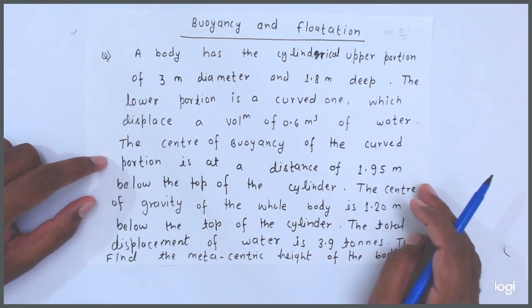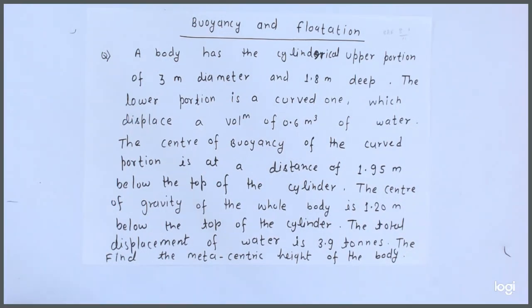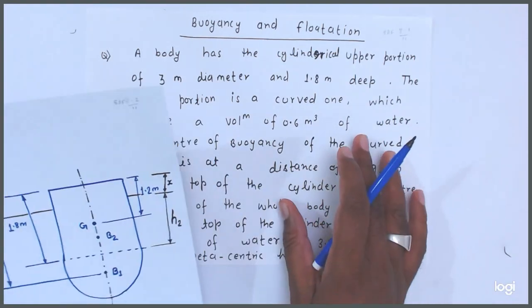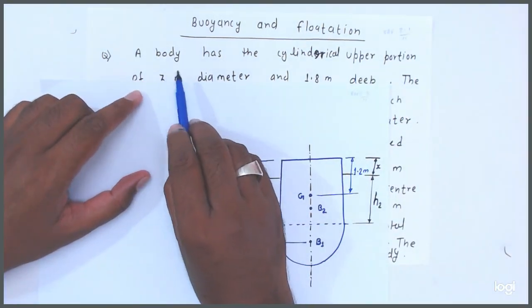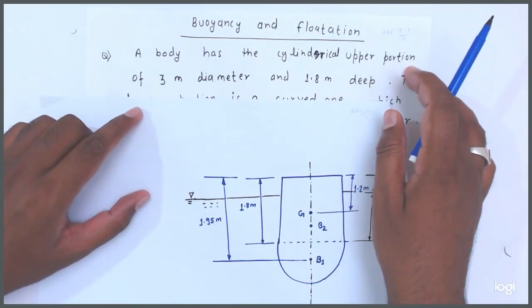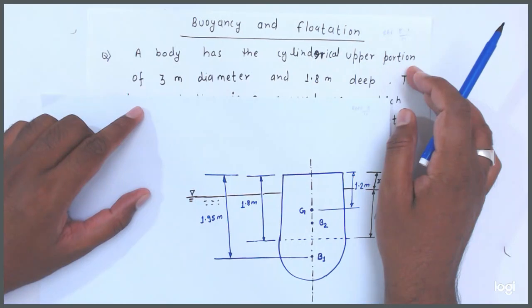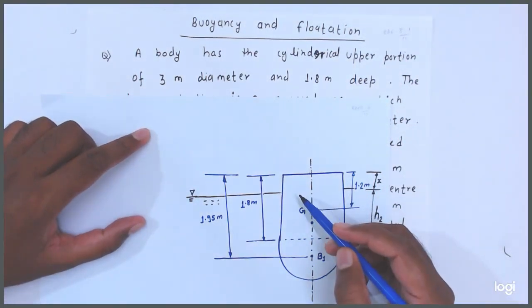Okay, friends. Find the metacentric height of the body. Now, friends, let's understand the question first. It is saying that a body has a cylindrical upper portion of 3 meter diameter and 1.8 meter deep. It means it is something like this.